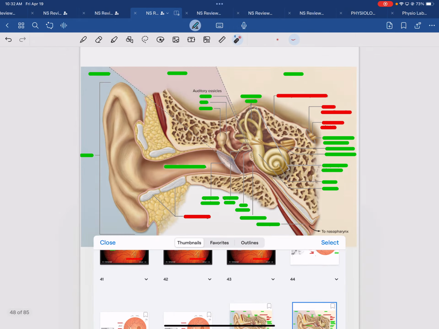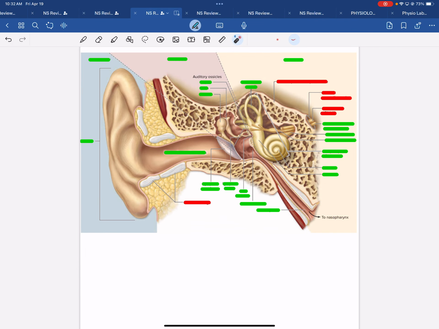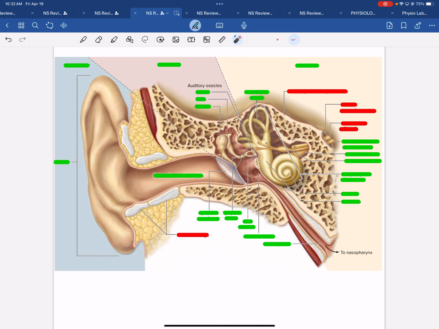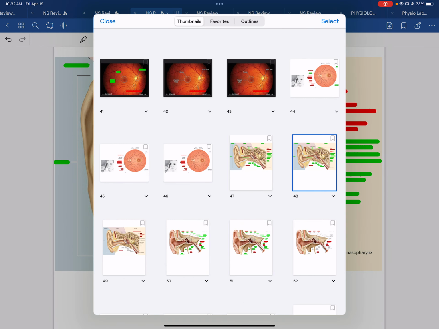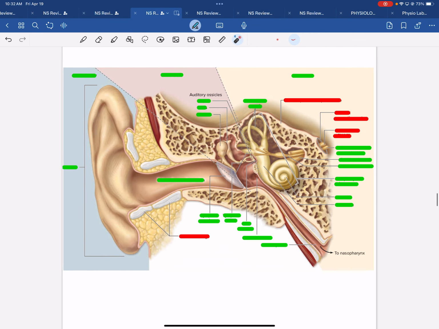Let's do hearing. I guess hearing and equilibrium. All right, so here's the ear. The ear has three parts. What is this part? Good, the outer or external ear. What about this part? Good, the middle ear. What about, good, the inner or internal ear? Good.